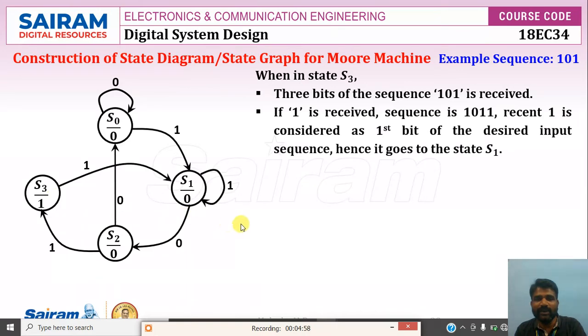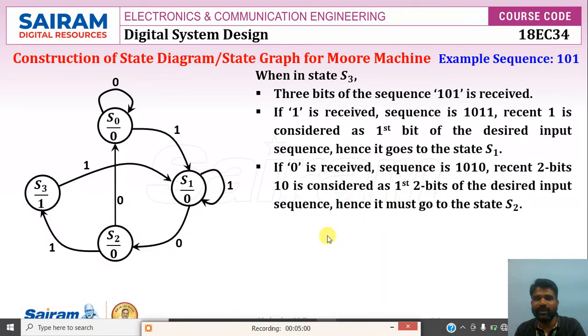Similarly, if 0 is received, the received sequence becomes 101 already received. Now we receive 0. In this, the recent two bits are considered as the first two bits of the desired sequence. This is our desired sequence now, 1 0. So 2 bits are received, which means we must be in the state S2. Hence, it will go from S3 to S2 when the input is 0.